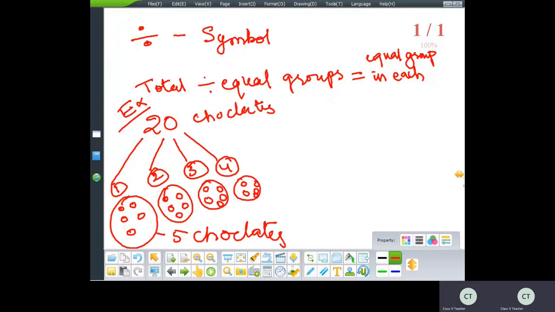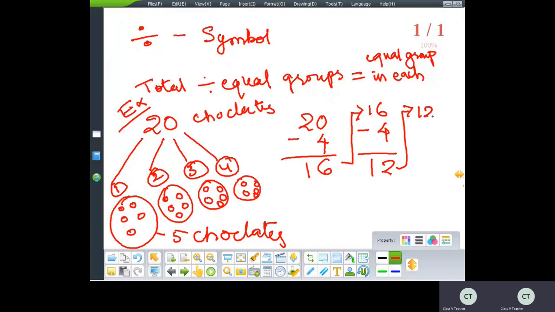The same one you can even do by repeated subtraction. Now see here, 20 chocolates, minus how many friends are there? 4. So 20 minus 4 is 16. Then with the 16 I repeat: 16 minus 4, I have to stop when I get 0 as my answer. So 16 minus 4, how much did I get? 12. Then again 12 minus 4, 8. Then 8 minus 4, 4. The same way, 4 minus 4, 0.